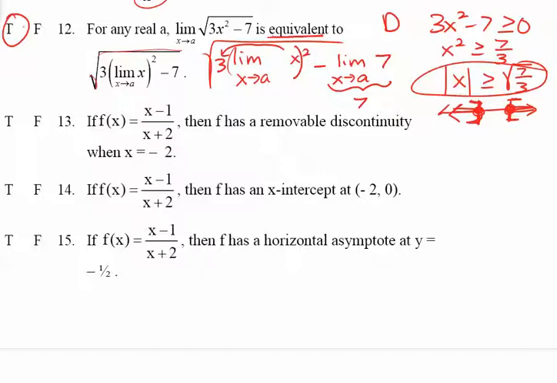13, does it have a removable discontinuity? No, it has a vertical asymptote, an infinite discontinuity. So this would be false.